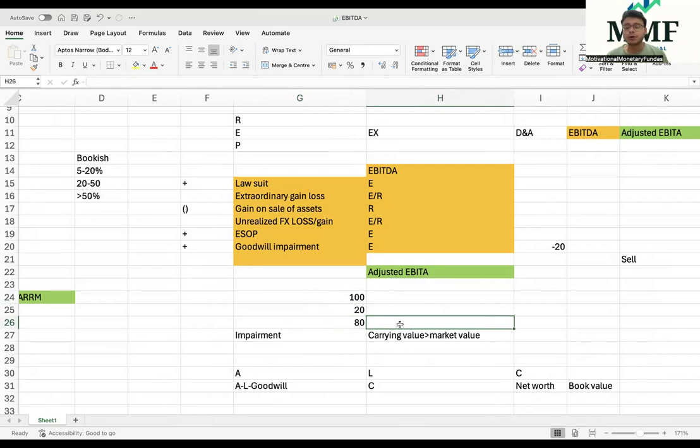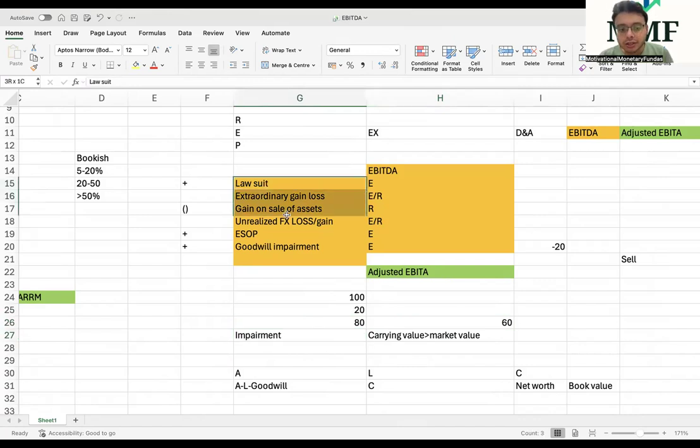Now, if I want to sell off this asset in the market, and the market rate of that asset is 60 rupees, then I will need to sell off this asset at a loss. So in this case, 80 is my carrying value and 60 is my market value. 80 is greater than 60. So whenever the carrying value is more than the market value, it's an impairment.